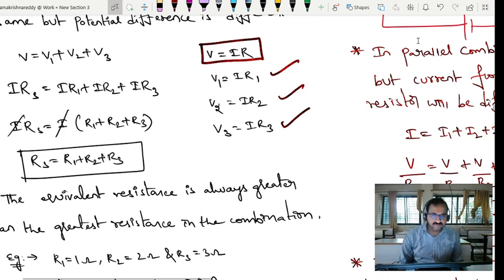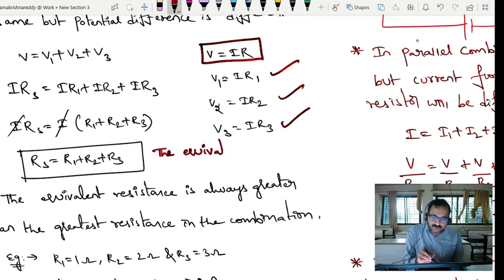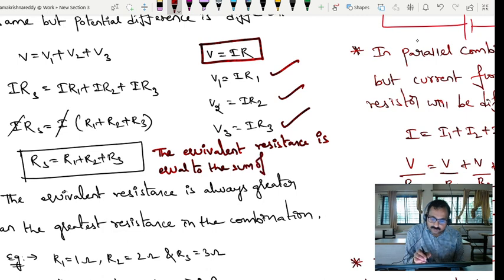What is the meaning of that? Here, the equivalent resistance is equal to the sum of the individual resistances.